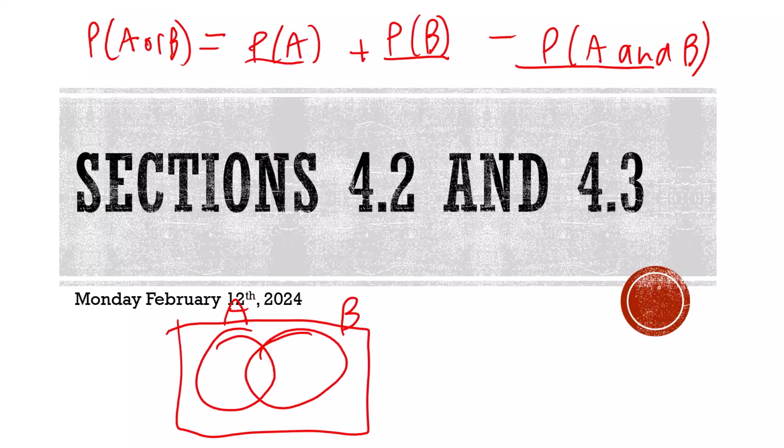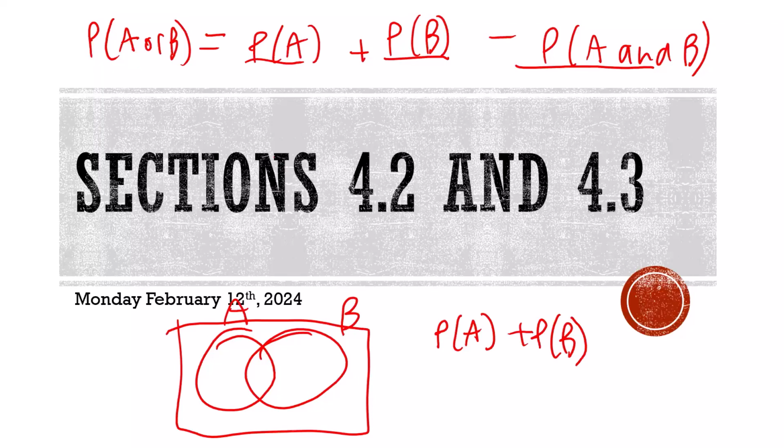But let's just say if I miss the dartboard, I'm throwing it again. What's the probability that I hit either of the circles? Well, it would be the probability of hitting the first circle plus the probability of hitting the second circle. What's the problem with that? What am I double counting? The overlap, right? Because I could hit A and B at the same time.